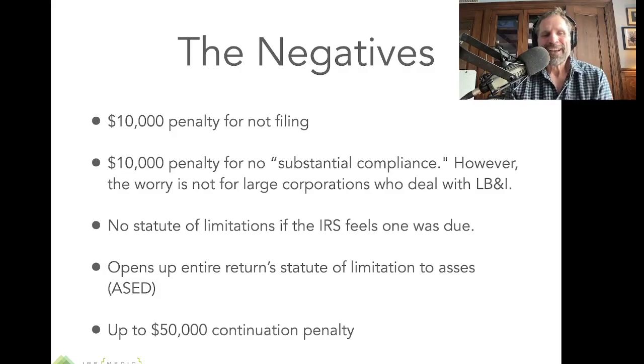It's truly awful. There's a $10,000 penalty for not filing. Doesn't matter if you owe zero in taxes. That doesn't matter. It's a $10,000 penalty for not going through the rigmarole of giving the government what it claims it all needs. Now, there's also a $10,000 penalty if you did not substantially comply. However, it's different if you are working for a large multinational corporation. They actually kind of take it easy on you.